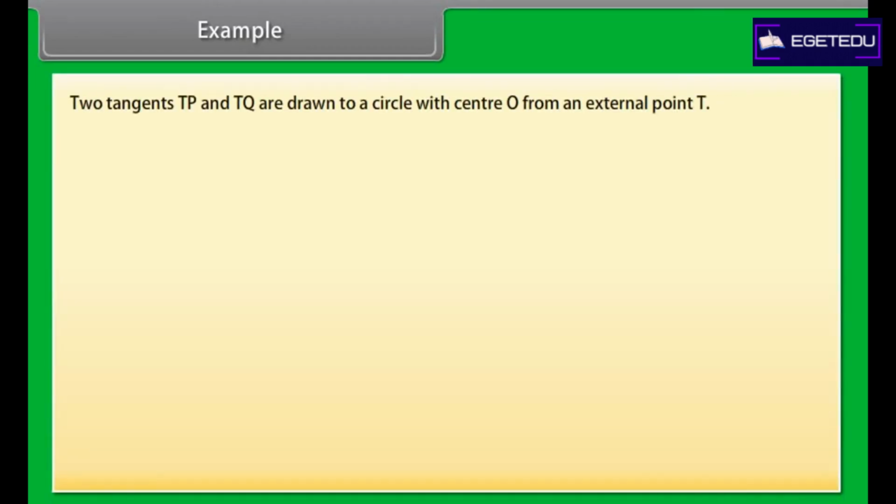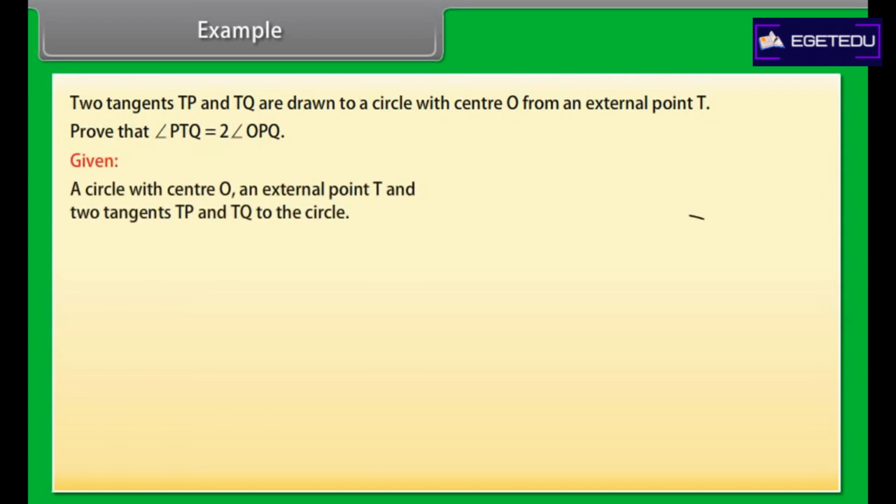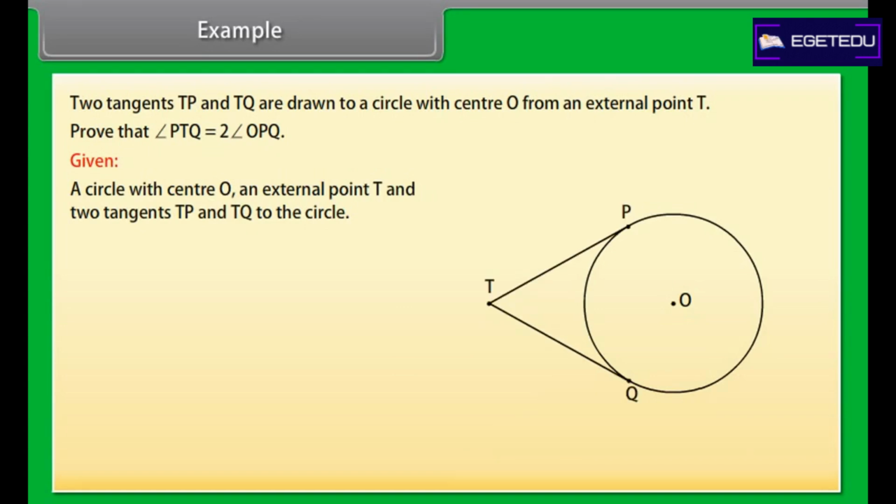Example. Two tangents TP and TQ are drawn to a circle with center O from an external point T. Prove that angle PTQ is equal to 2 angle OPQ. We are given a circle with center O, an external point T and two tangents TP and TQ to the circle where P and Q are the points of contact. We need to prove that angle PTQ is equal to 2 angle OPQ. Let angle PTQ be equal to theta.